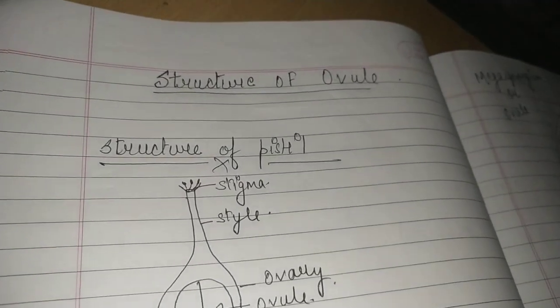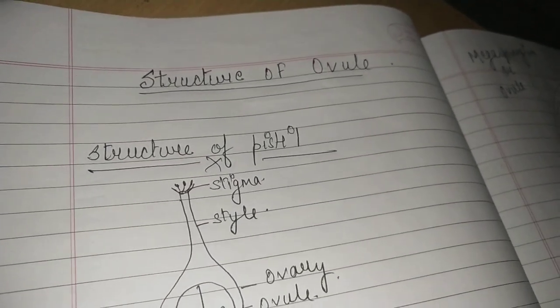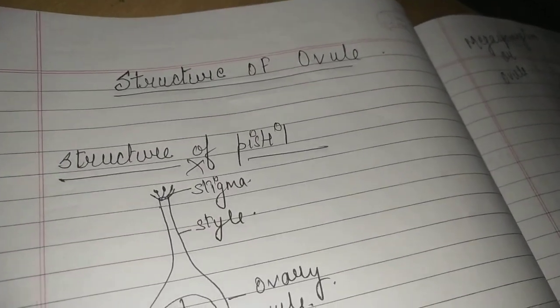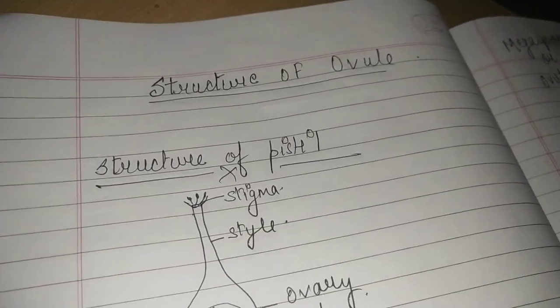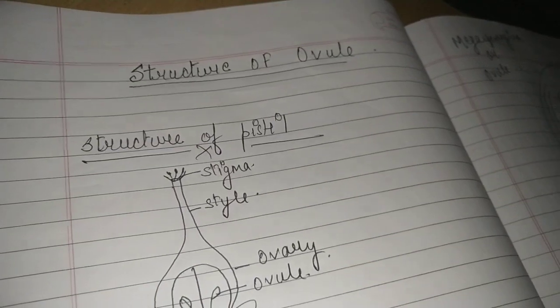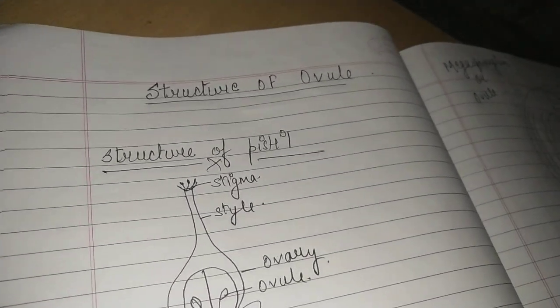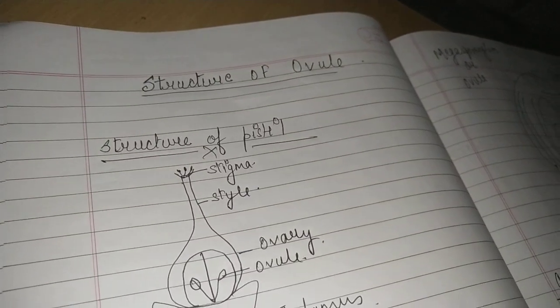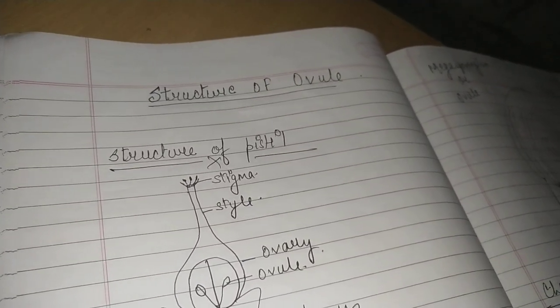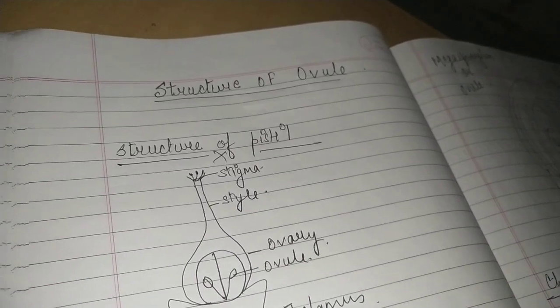In this video, we are going to discuss the structure of the ovule. In the previous video we discussed the structure of the stigma. In this one, we will deal with the structure of the pistil, and after that, the structure of the ovule, as the fertilization process is going to start. So before that, we should know the structure of the ovule.